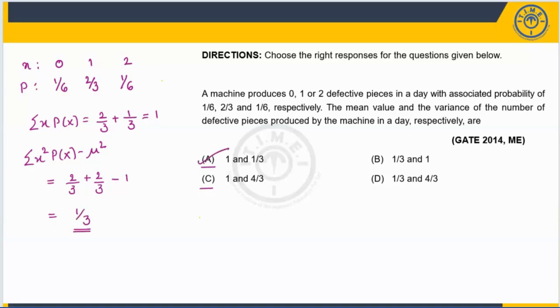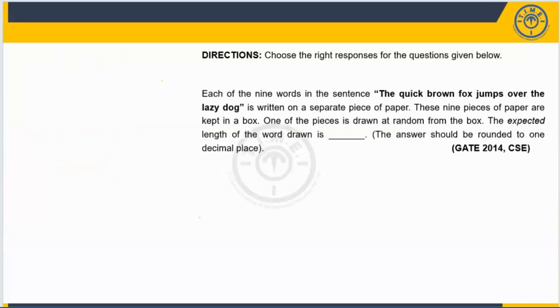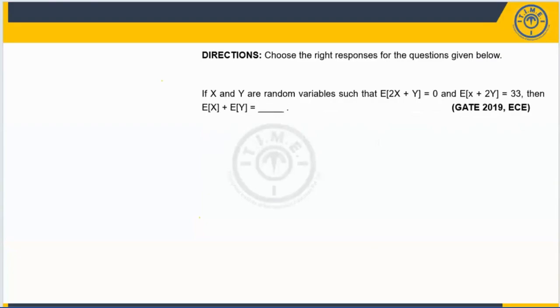So option A is the right one. Okay. So depending on the random variables, this is how the questions you can expect. And again, it is a question of random variables asked for computer science. And again, there is a question asked for ECE. Like how do we solve E of 2x plus y is 0.